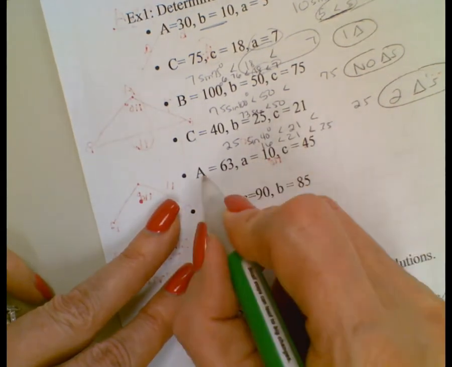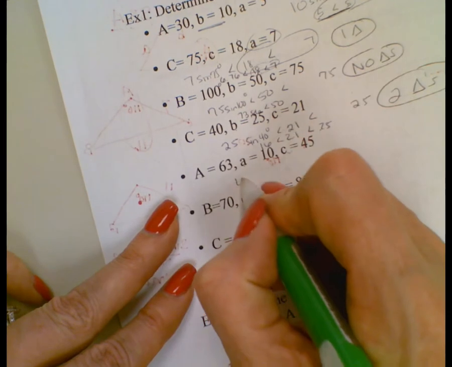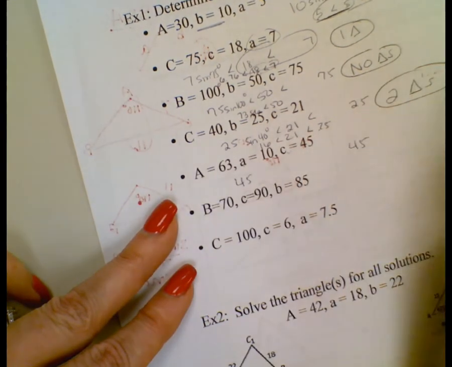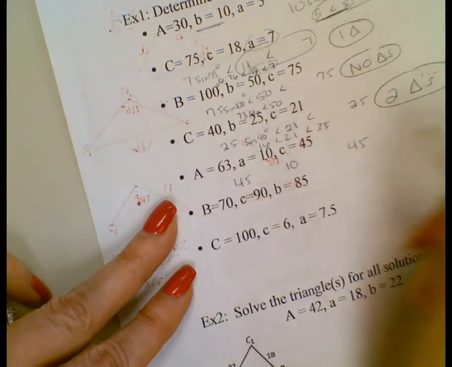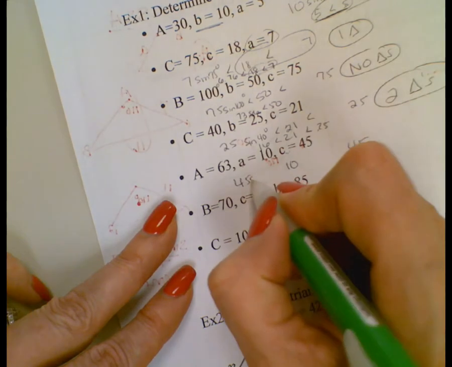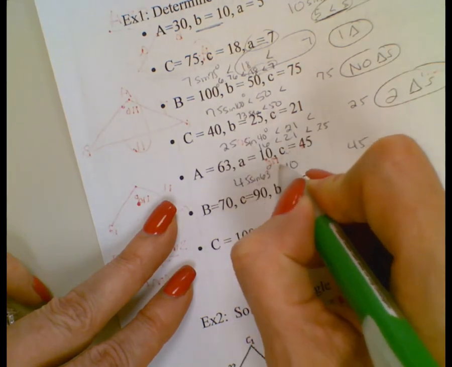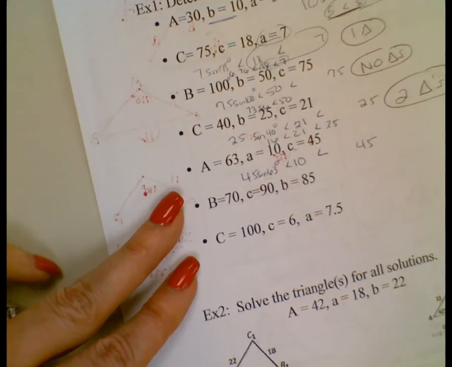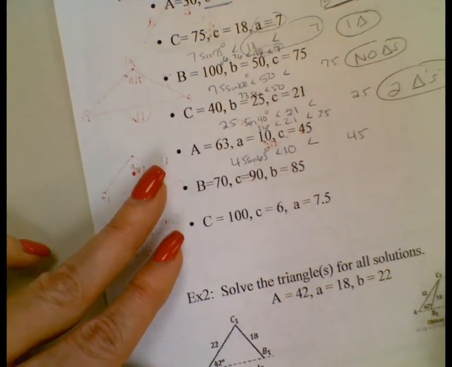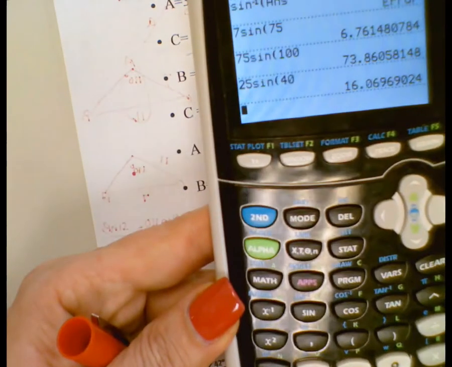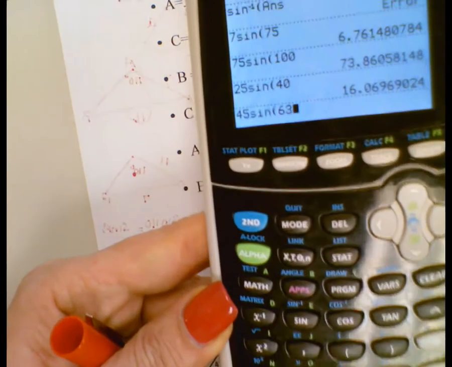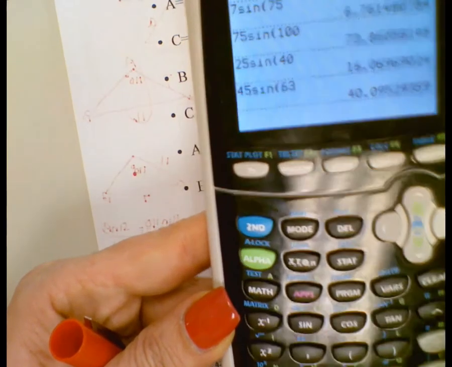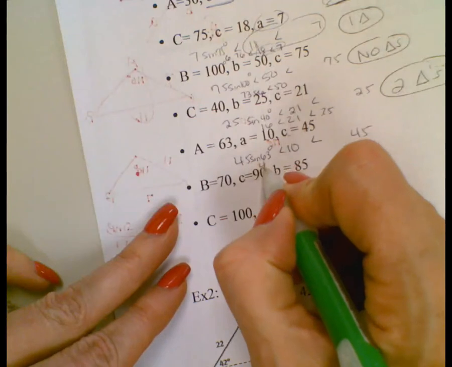AAC, the oddball. We have big A, little a. C is the adjacent side. So start with C, 45, 45. Put side 10 in the middle and put sine 63 with the first one. Put in your less than signs. So 45 times sine of 63 is 40.09. So we'll say 40.1.